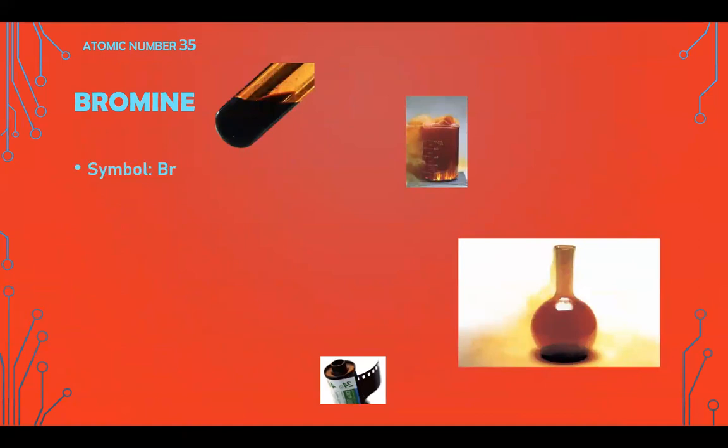Bromine. Bromine symbol is Br. It is a liquid at room temperature. It's actually the first element to be a liquid at room temperature, by the way. There are only two elements which are liquids at room temperature. One is bromine and one is mercury. Bromine is a halogen.